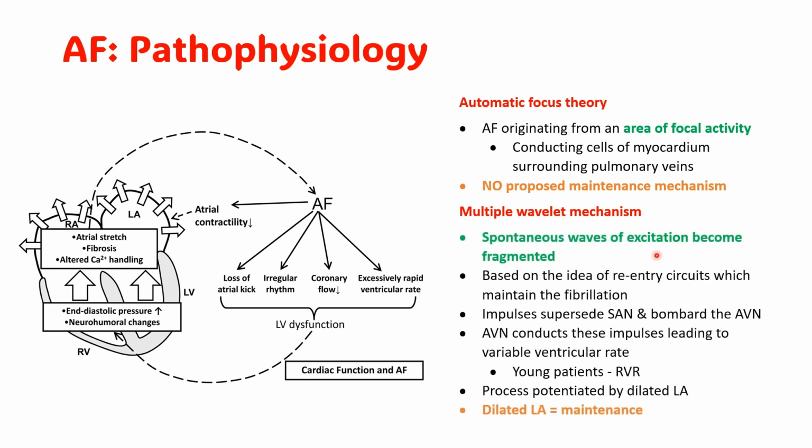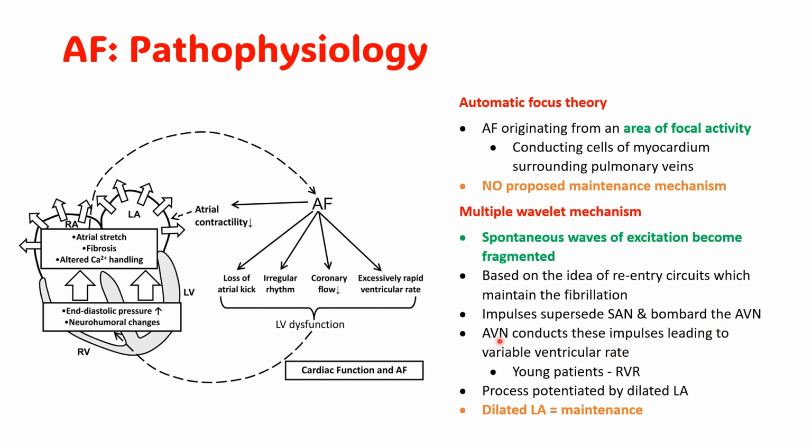Okay, so let's talk about the multiple wavelet mechanism. So this is essentially when spontaneous waves of excitation become fragmented. So this is saying that you've got lots of different sites of electrical activity, not just around the pulmonary veins. And it's based on the idea of lots of re-entry circuits which maintain the fibrillatory pattern. The impulses supersede the sinoatrial node and bombard the atrioventricular node.